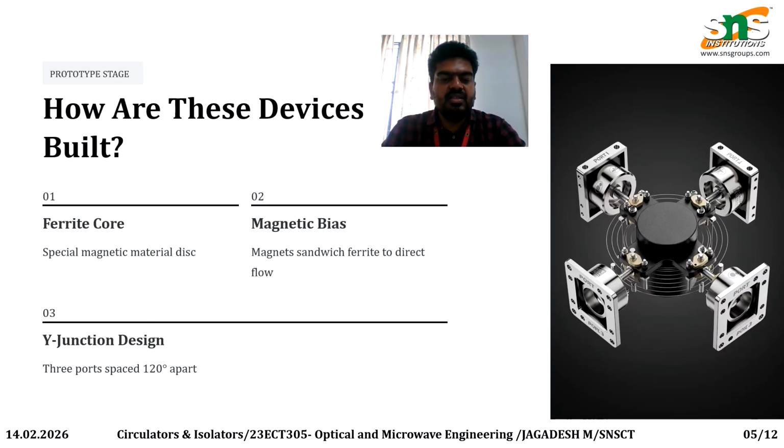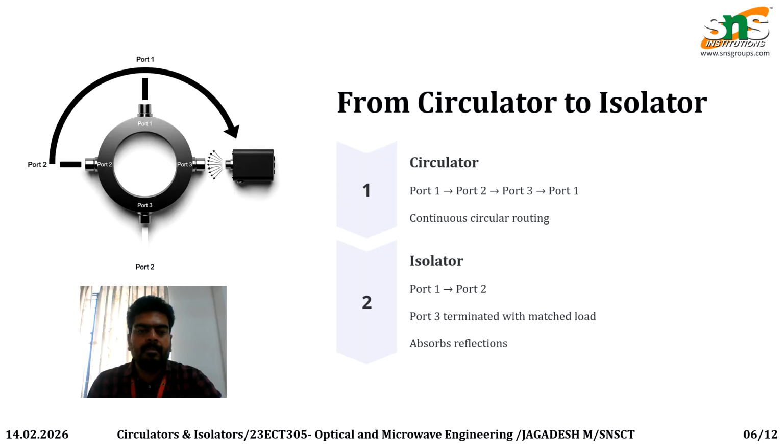How are these devices built? There is a ferrite core, a special magnetic disc, used in these devices. Then the magnetic bias: magnets sandwich the ferrite to direct the flow. Then the Y-junction device design, which has three ports spaced 120 degrees apart. This is how the circulator and isolator are designed.